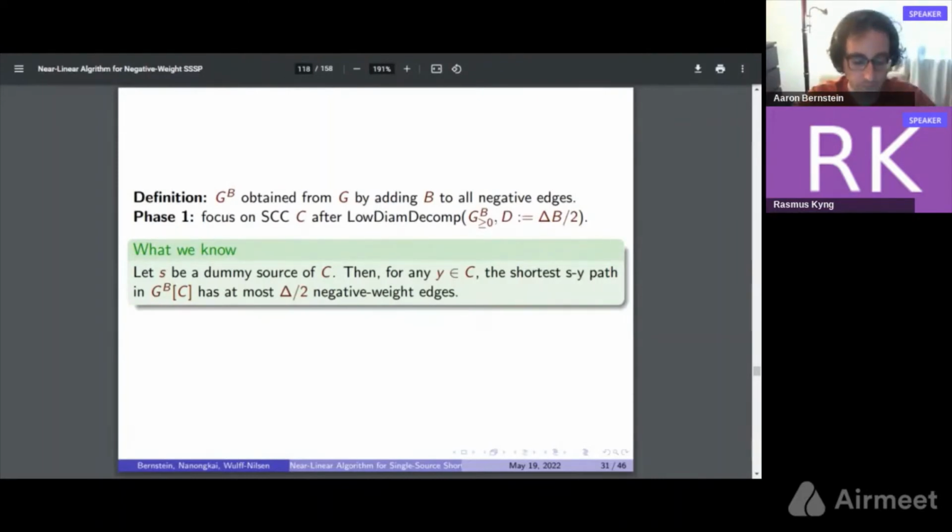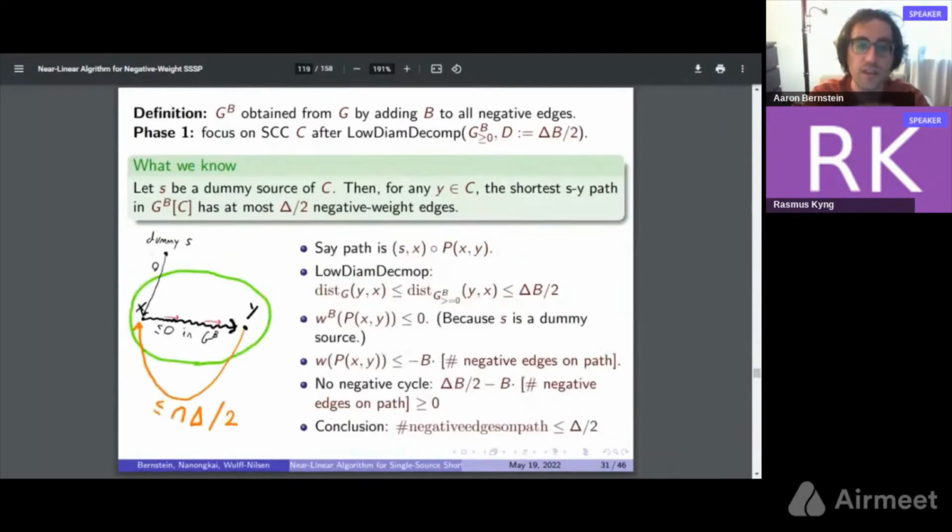So think about it this way. In the initial call, our setting delta promised that every shortest path has at most delta negative weight edges. But now we're saying that inside each of these components, you can say something stronger. You can say that the number of negative edges has dropped to delta over 2 instead of delta. And the proof is exactly the same. I'm not going to redo the algebra.